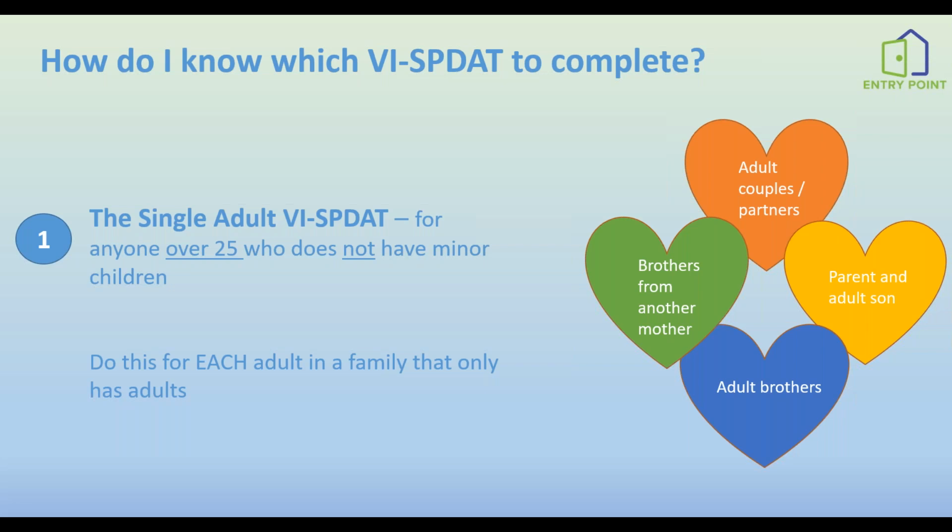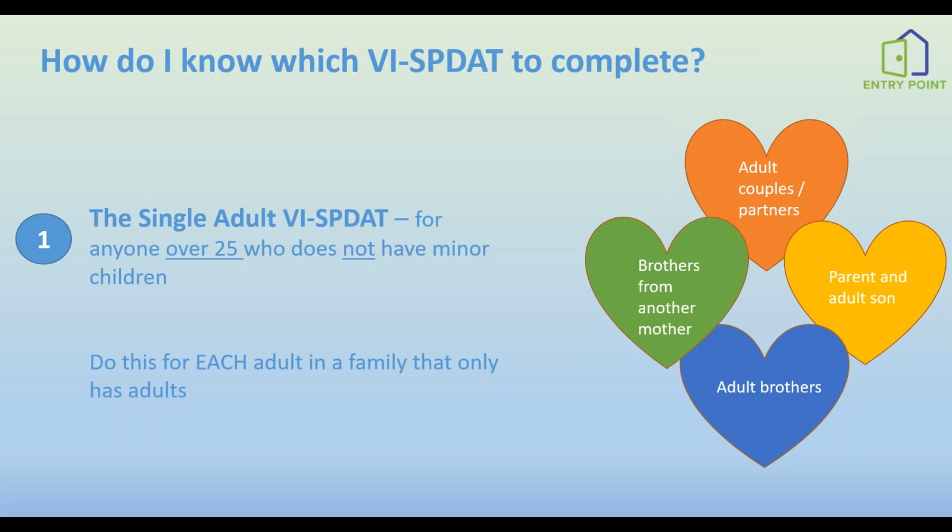Maybe you're looking at a parent and an adult son, daughter, or adult child that they want to be housed with that are still part of that household. And if all of those people, including those adult children, are over the age of 18, we're considering them single adults, and we do one VI SPDAT for each of those people. If they're adult siblings, brothers, sisters who want to be housed together, if they are over the age of 18, we do one single adult VI SPDAT for each of them.